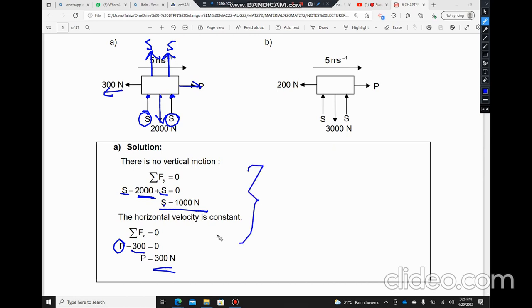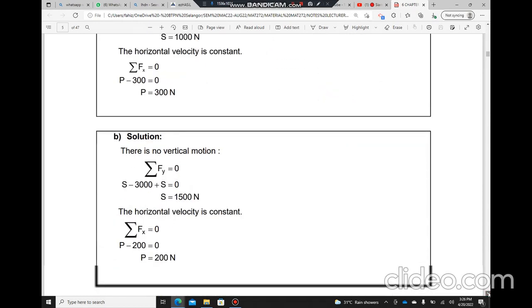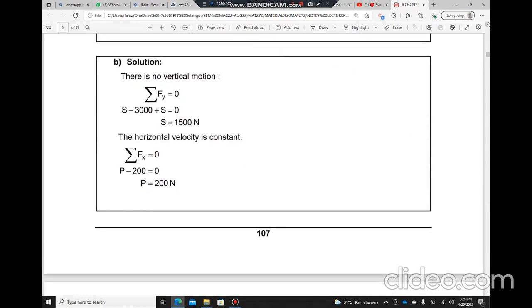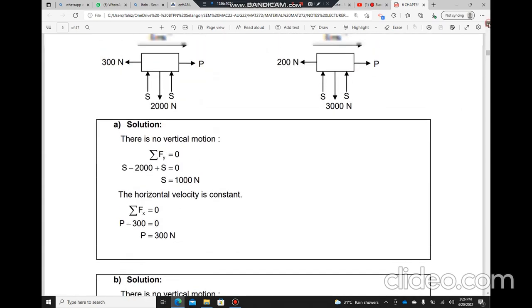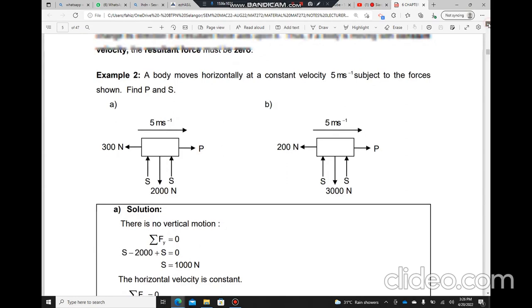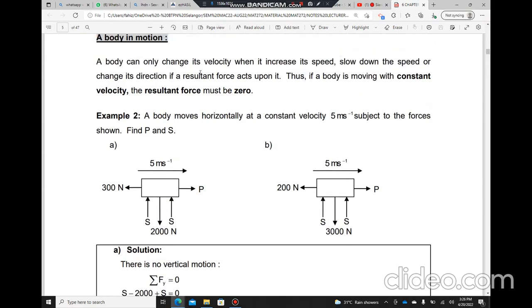So this one untuk A. Okay. So kat sini. Okay. Kalau awak tengok balik dekat sini. Okay. A body can only change its velocity when it increases its speed, slows down the speed or changes its direction. Thus, if a body moving with constant velocity, the resultant force must be zero.